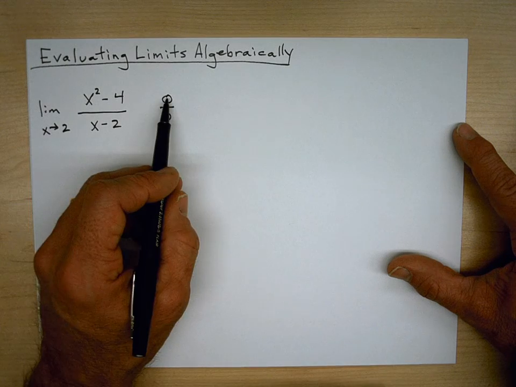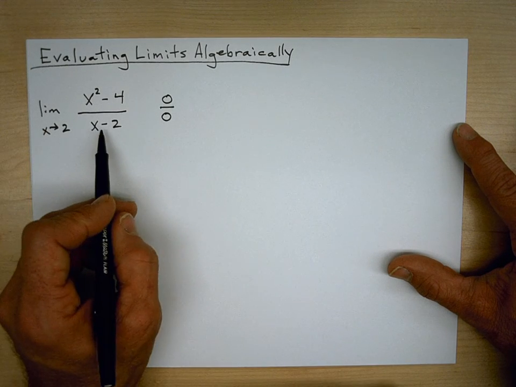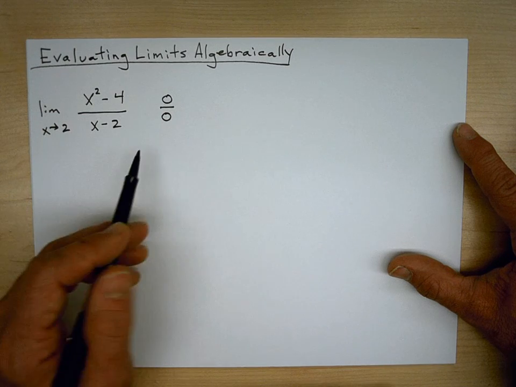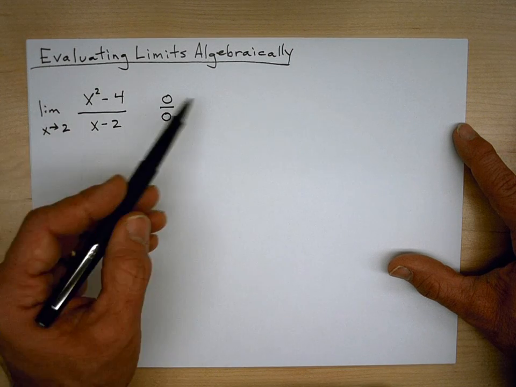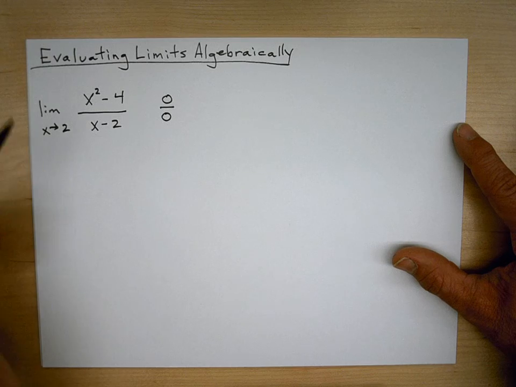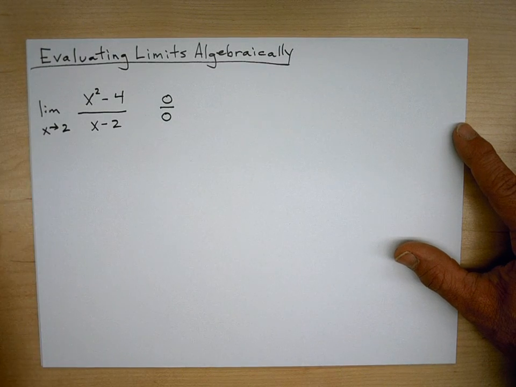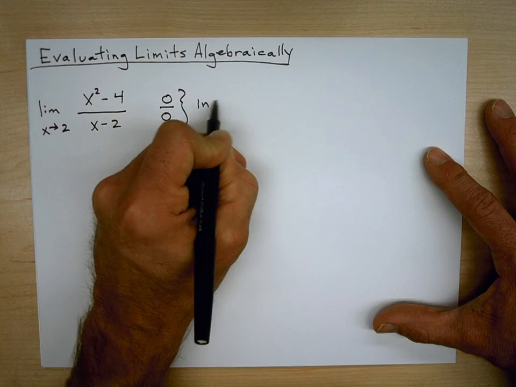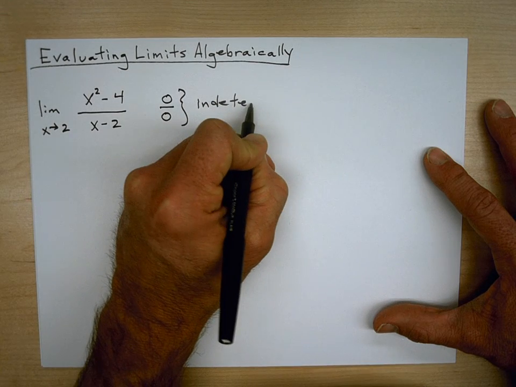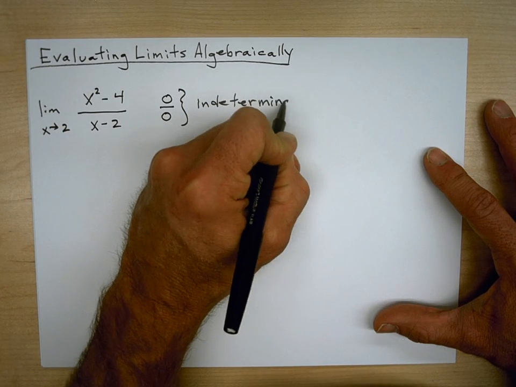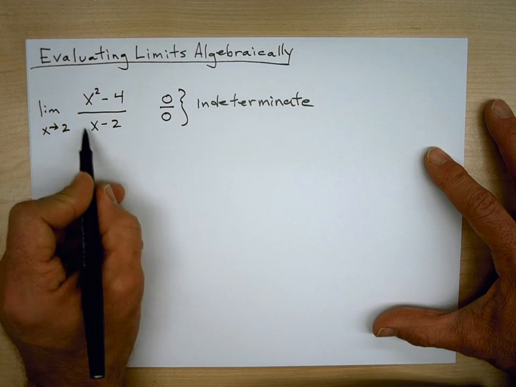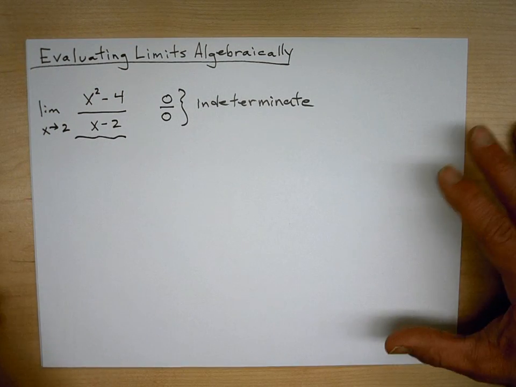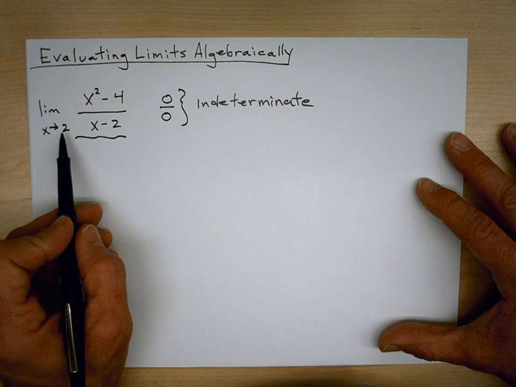If the numerator were to converge to a number and the denominator were to tend to 0, then the function would be going to infinity, or if the numerator were going to a negative number, then maybe to negative infinity. But this right here is called indeterminate. And when we have an indeterminate form, we might be able to transform this function algebraically into one that's continuous at x equals 2.